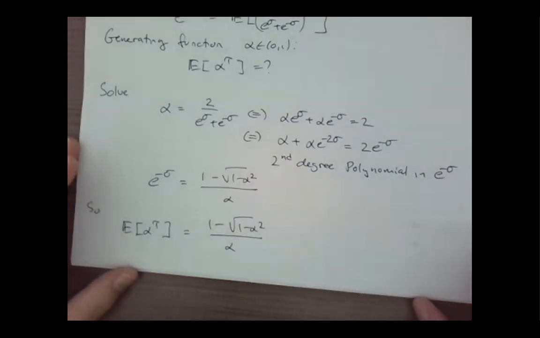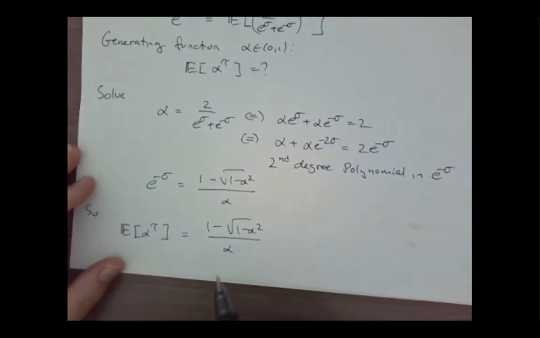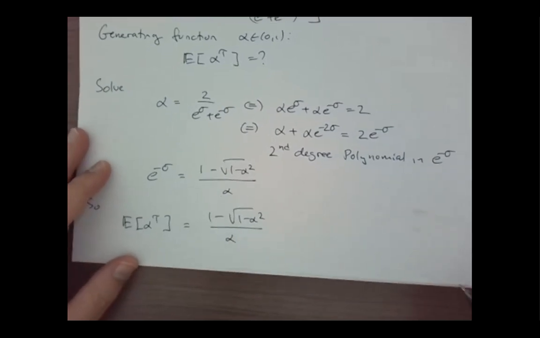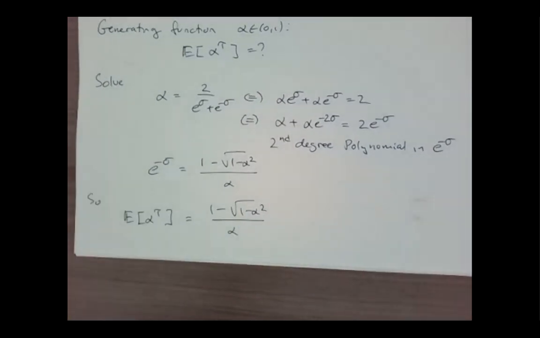And so if I have the generating function, I can compute moments. Any ideas about how to compute moments? How do I compute the moment of tau? The first one.